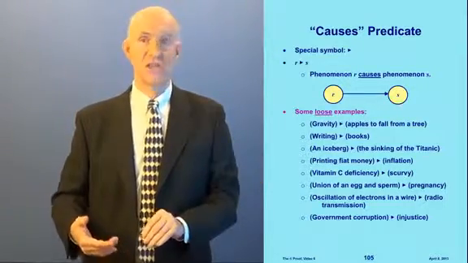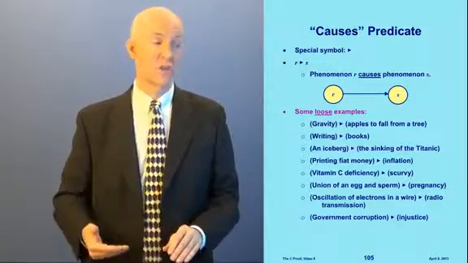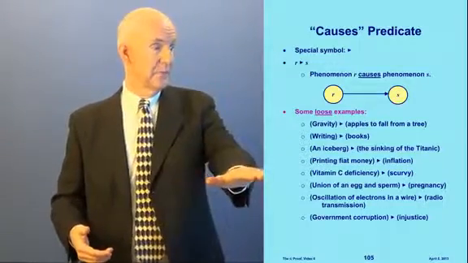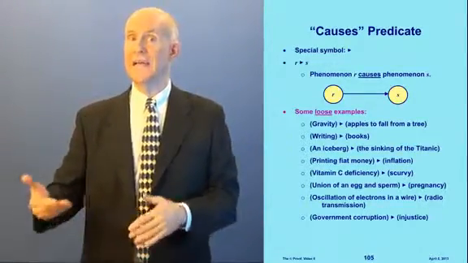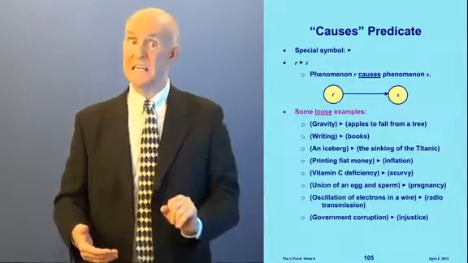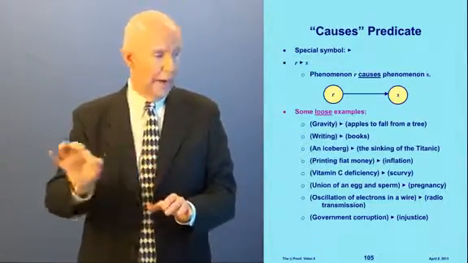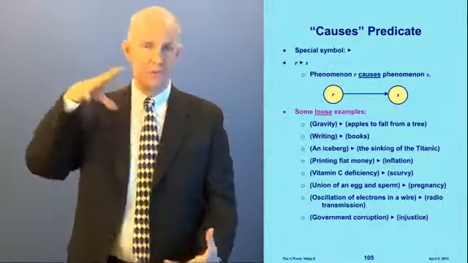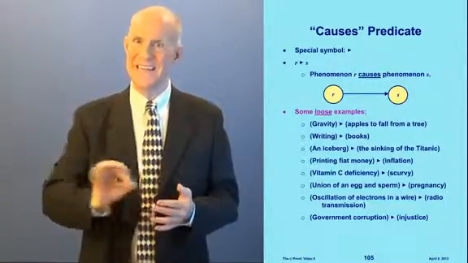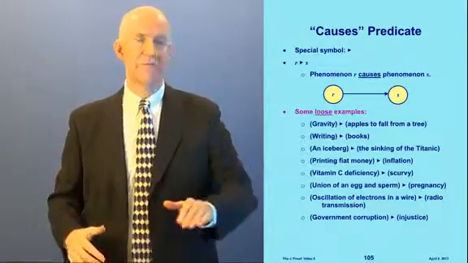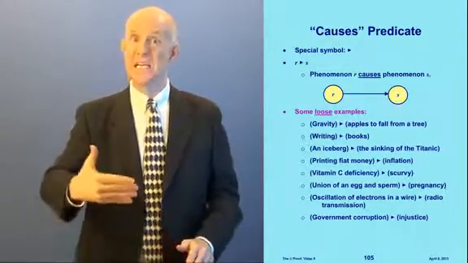Printing fiat money causes inflation. Vitamin C deficiency causes scurvy. Scurvy is a disease. The union of an egg and a sperm causes pregnancy. The oscillation of the electrons in a wire causes radio transmission. That's what an antenna is. Government corruption causes injustice.